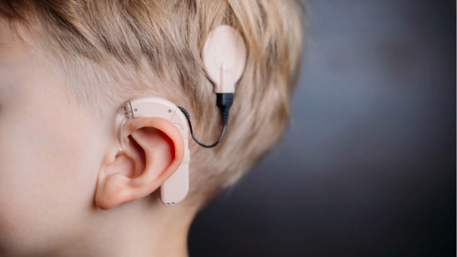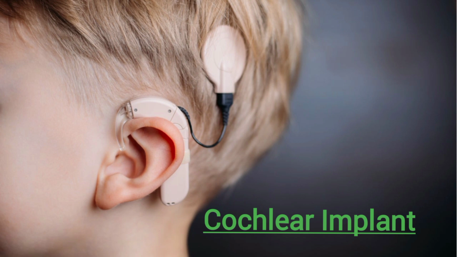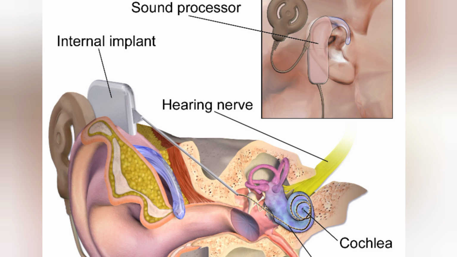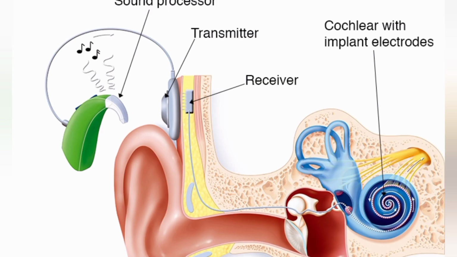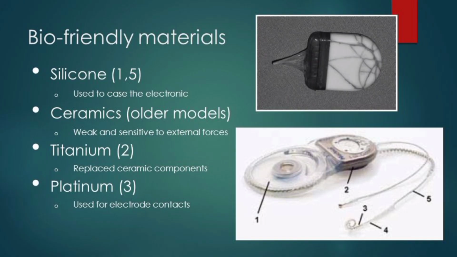The next type of implant is cochlear implants for the ear. A cochlear implant is a device that improves hearing and it contains an electronic circuit. A cochlear implant bypasses the defective area of the ear and delivers sound signals directly to the auditory nerve. So the main biomaterials used for these implants are silicon, ceramic, titanium and platinum.